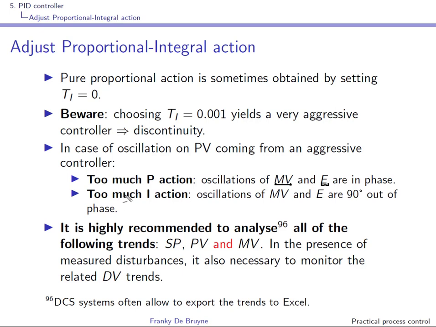Of course, in reality, you're not going to see either 0 phase shift or 90-degree phase shift. In reality, you're going to see either a small phase shift, let us say 10 degrees, and then you know that the oscillation is mainly coming from proportional action, or you might see that the oscillations are, for instance, 80 degrees out of phase, and then you know that the oscillations result from mainly too much integral action.